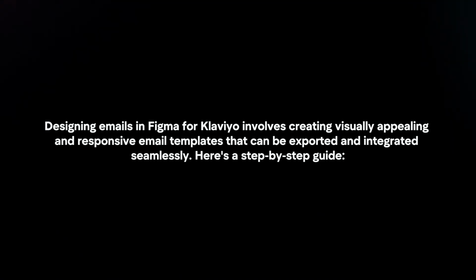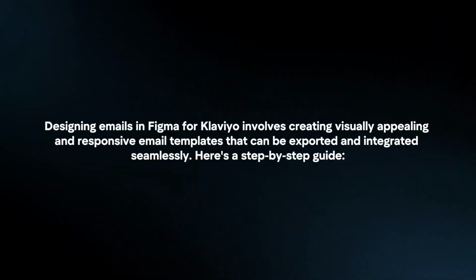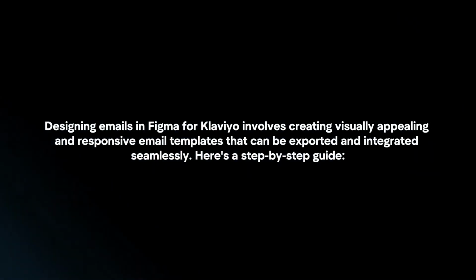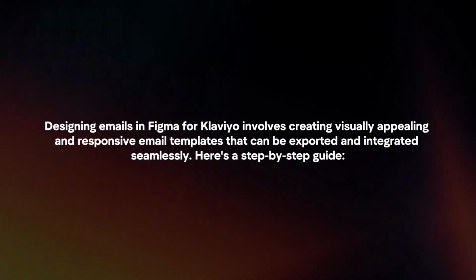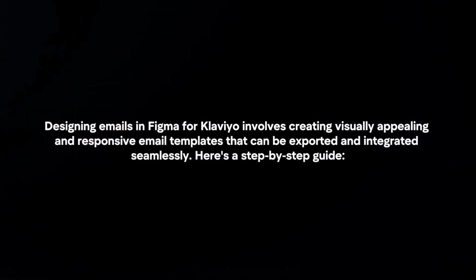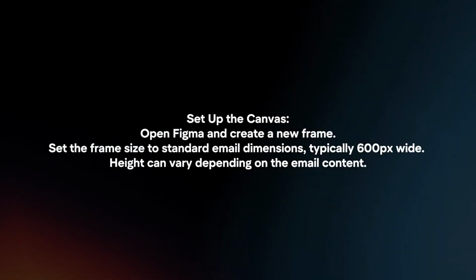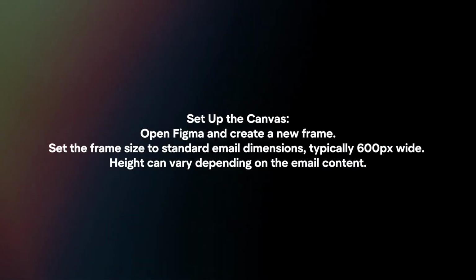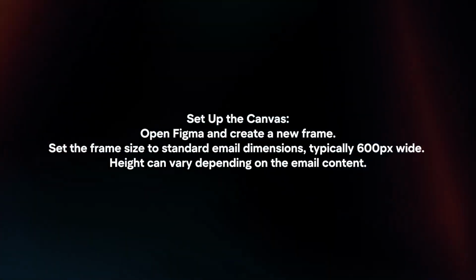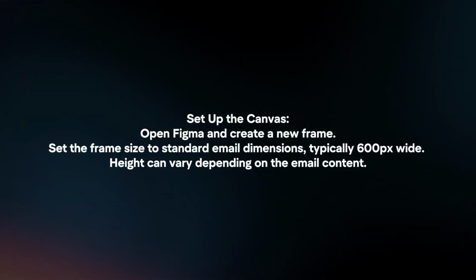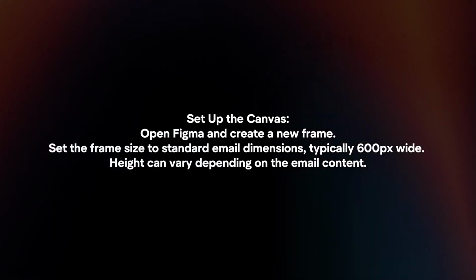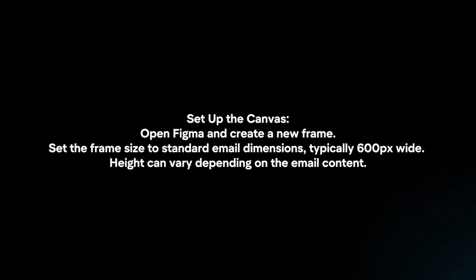Designing emails in Figma for Klaviyo involves creating visually appealing and responsive email templates that can be exported and integrated seamlessly. Here's a step-by-step guide. Set up the canvas. Open Figma and create a new frame. Set the frame size to standard email dimensions, typically 600 pixels wide. Height can vary depending on the email content.